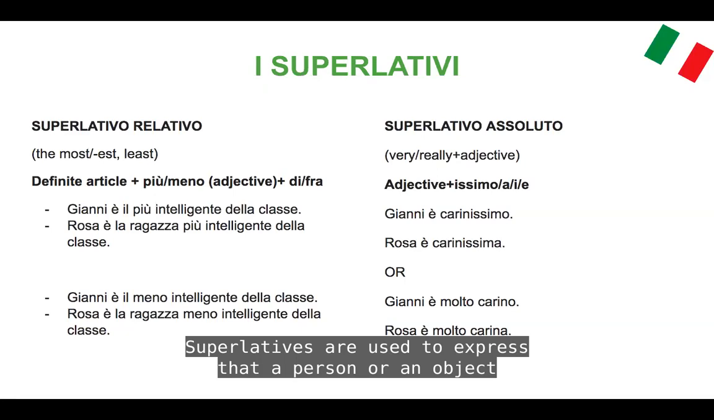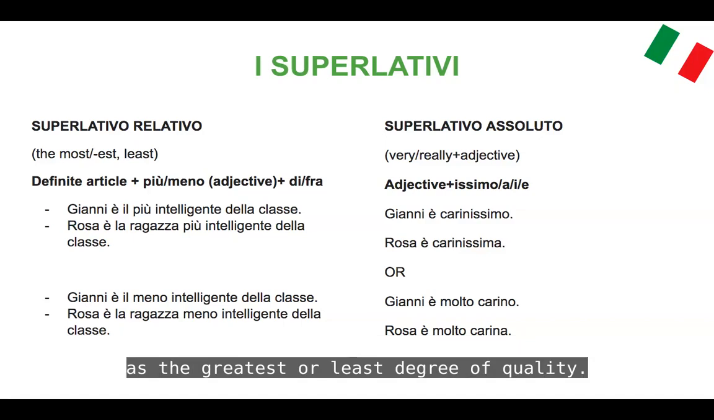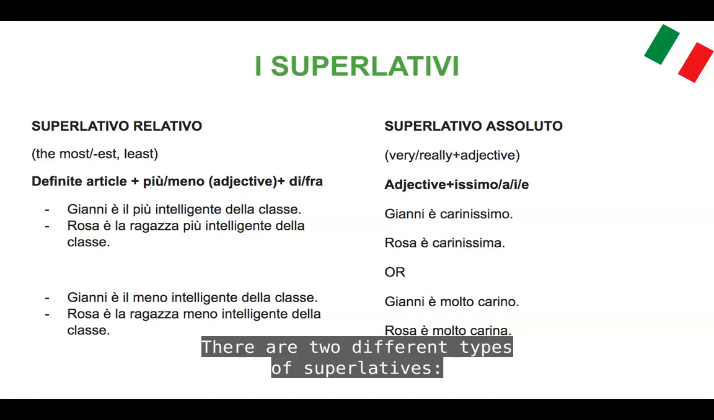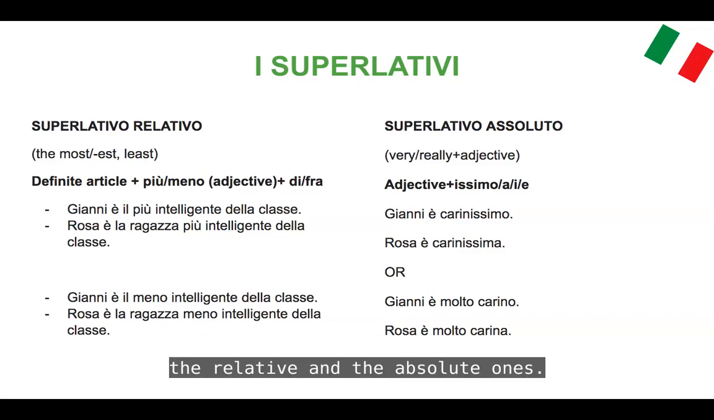Superlatives are used to express that a person or an object has the greatest or least degree of a quality. There are two different types of superlatives, the relative and the absolute ones. Let's have a look how these work.